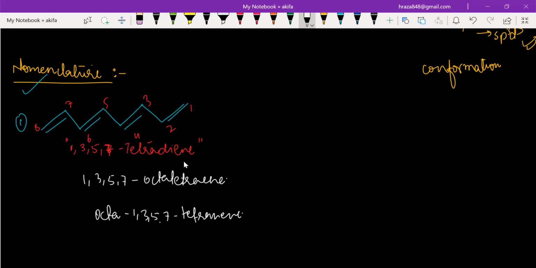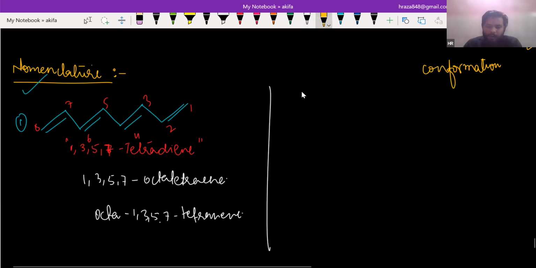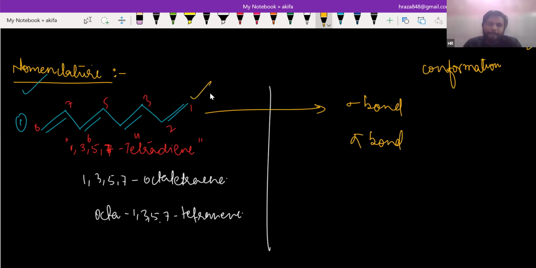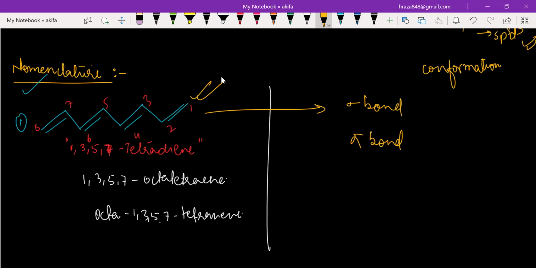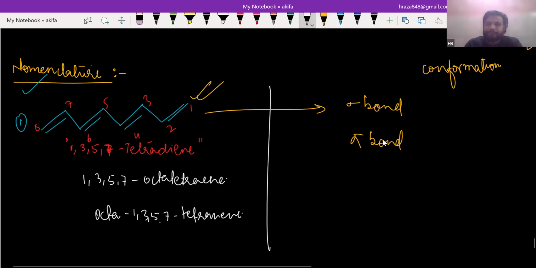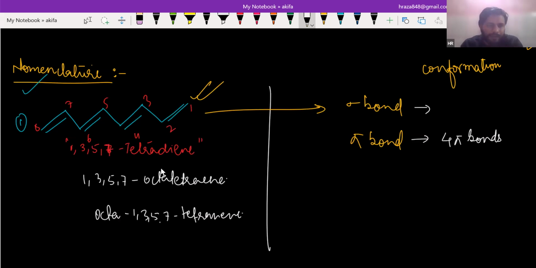Yes. So you can also find the number of sigma bonds or pi bonds. Can you calculate the number of sigma bonds as well as the number of pi bonds in this? 4 pi bonds. That's very good. 4 pi bonds. And what about sigma bonds? Can you calculate sigma bonds? Six. Not only 6.